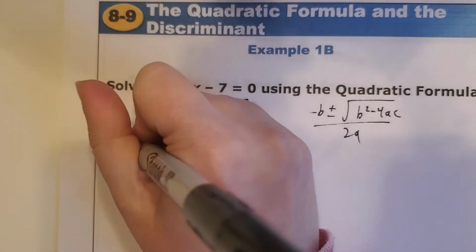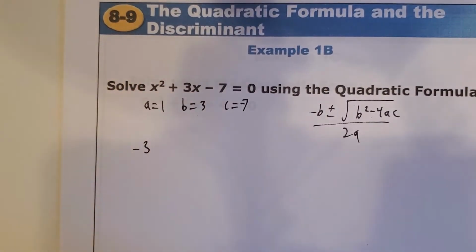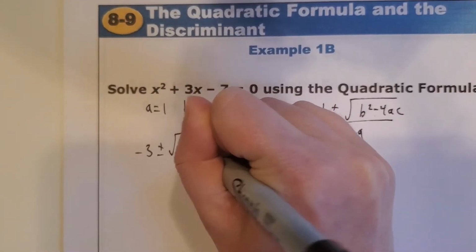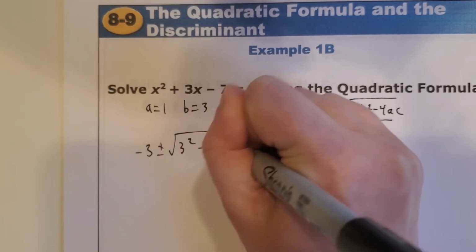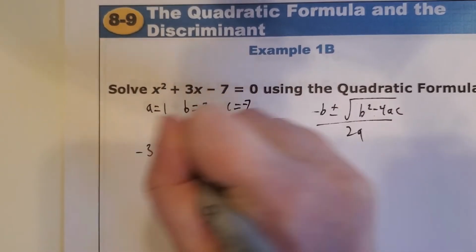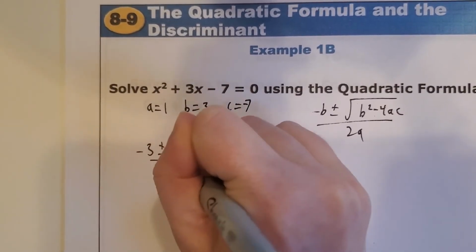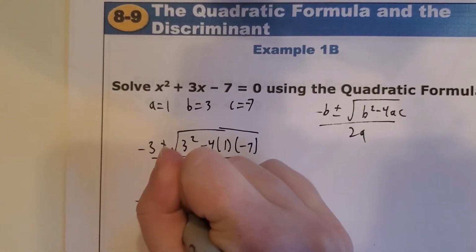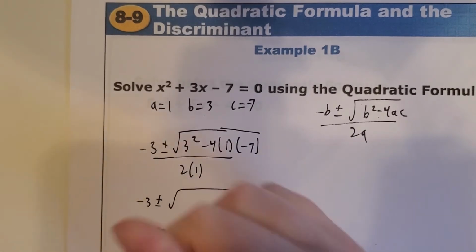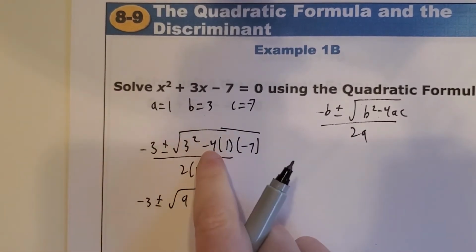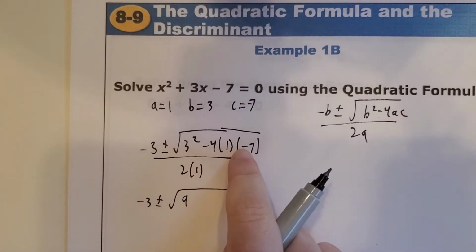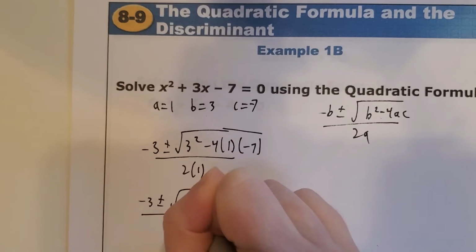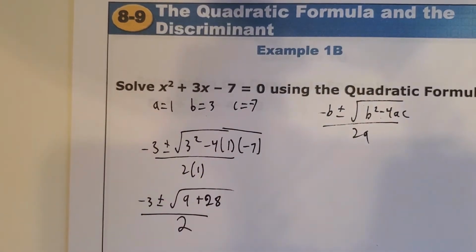So negative 3 plus or minus the square root of 3 squared minus 4 times 1 times negative 7, all over 2 times 1. So negative 3 plus or minus, and then we're going to go in with all the simplifying. 3 squared is 9. Negative 4 times 1 is negative 4 times negative 7 is positive 28. So this is 9 plus 28 over 2 times 1 is 2.